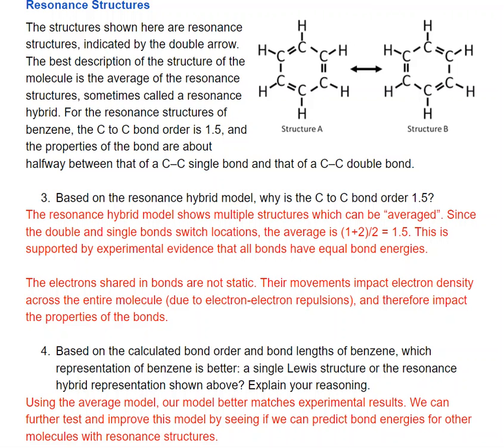So we have to remember that the electrons that are shared in bonds are not static. They can move, and their movements impact electron density across the entire molecule due to electron repulsions. So that means that the movements of those electrons impact the properties of the bonds. So it's not just that I took structure A and rotated it slightly and called that structure B, it's that the actual bond is changing between a single and a double bond.